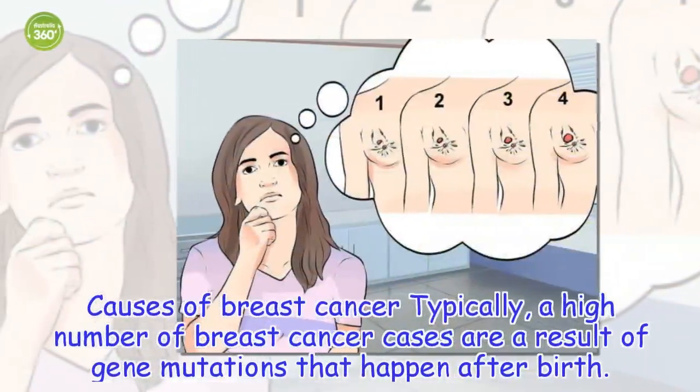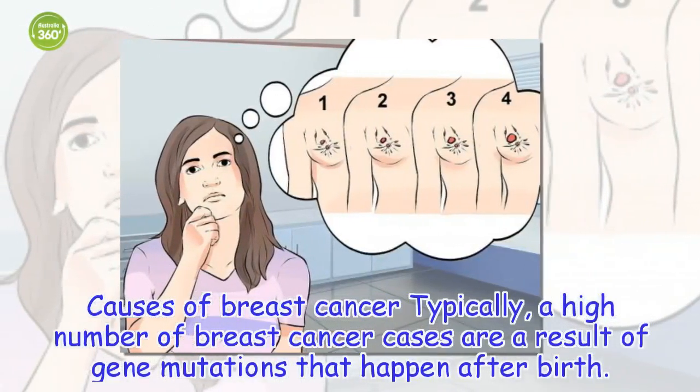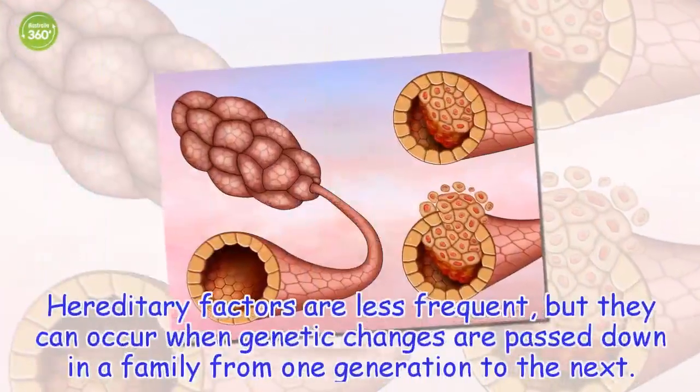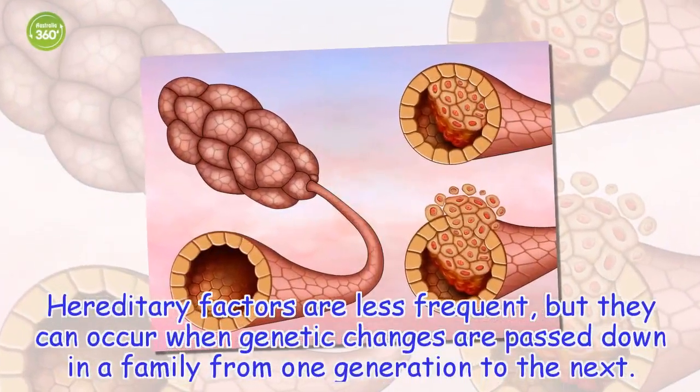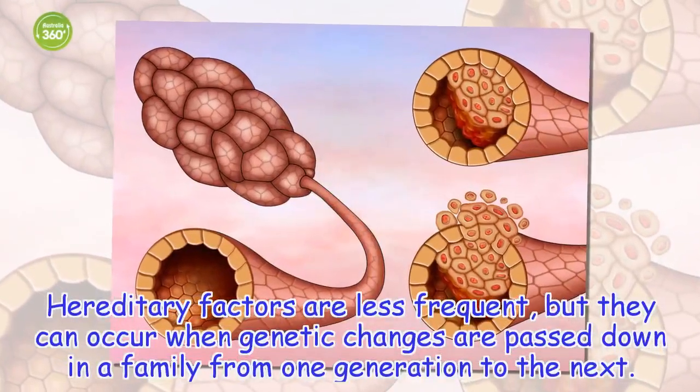Causes of breast cancer. Typically, a high number of breast cancer cases are a result of gene mutations that happen after birth. Hereditary factors are less frequent, but they can occur when genetic changes are passed down in a family from one generation to the next.